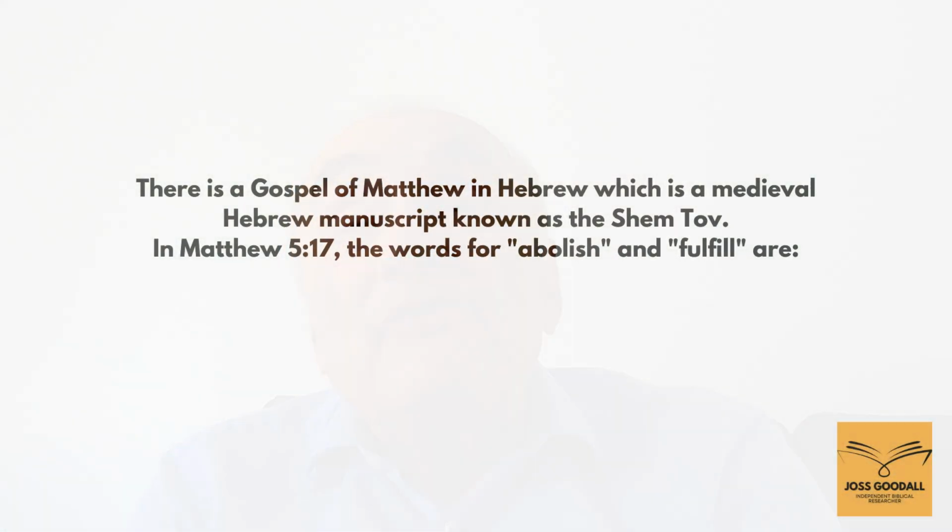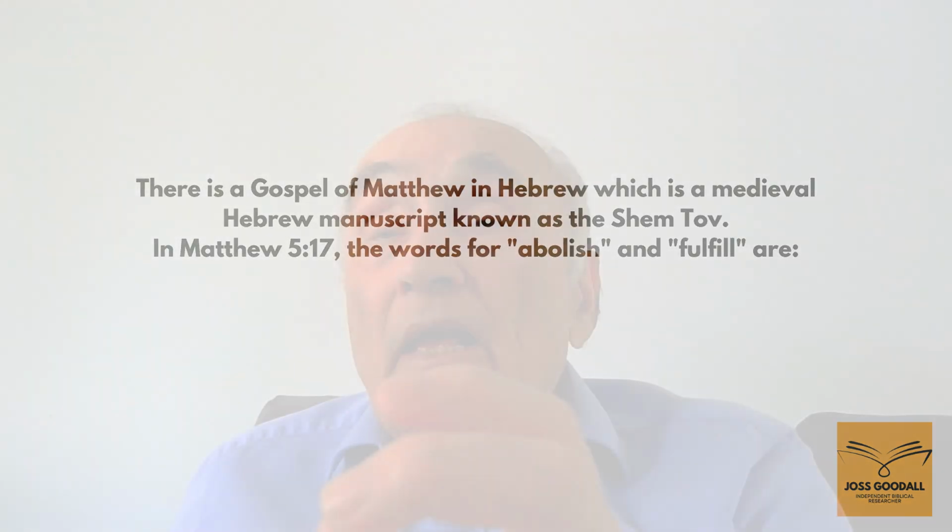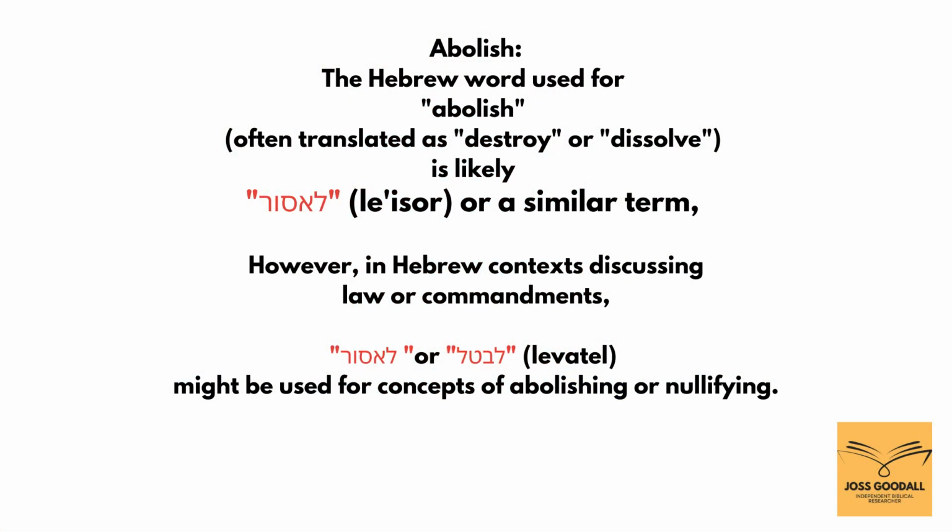Now, there is a Gospel of Matthew in Hebrew, which is known as the Shem Tov manuscript. And in Matthew 5 and verse 17, the words for abolish and fulfill help us to understand what those words originally meant in the context of Matthew 5. The word used for abolish is often translated as destroy or dissolve. In the context of discussing the law or commandments, it meant really to abolish or nullify, getting rid of it. That's basically what the Hebrew word meant.